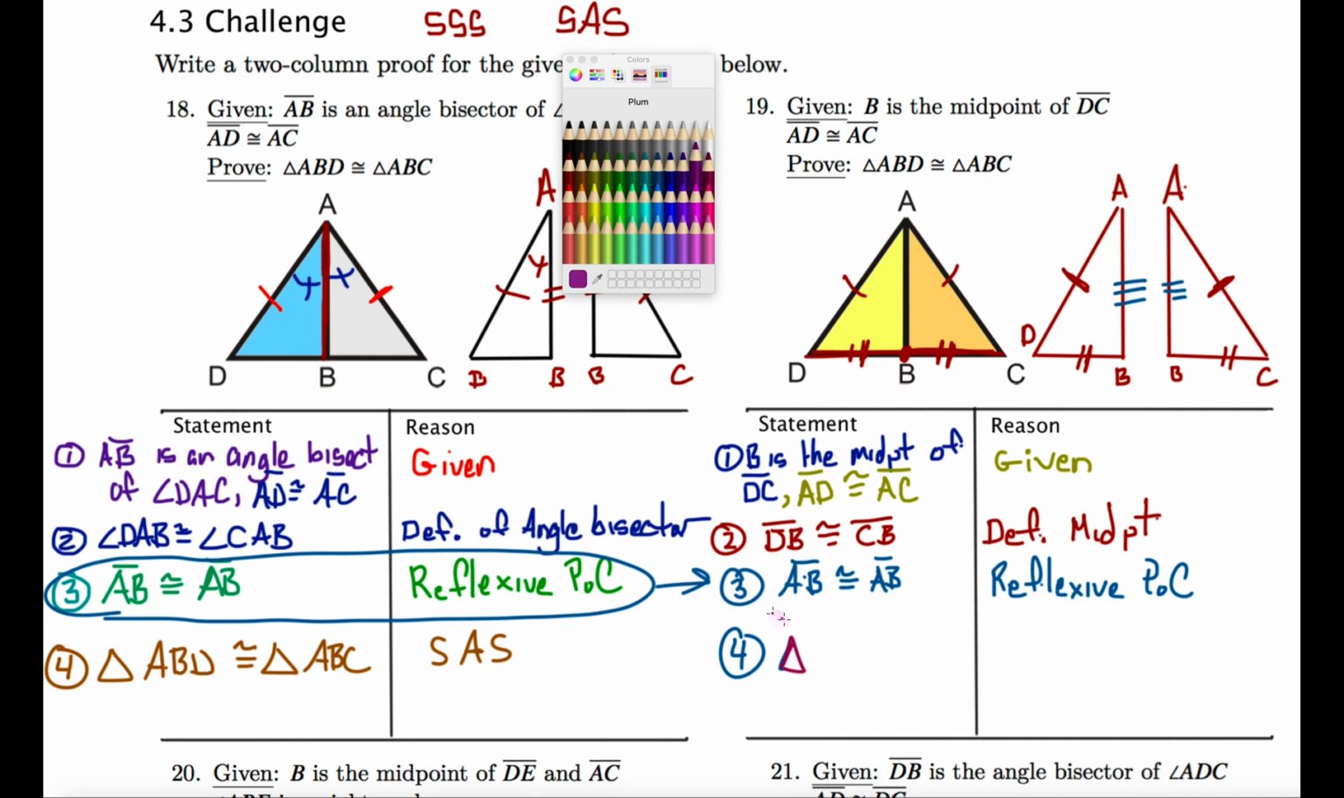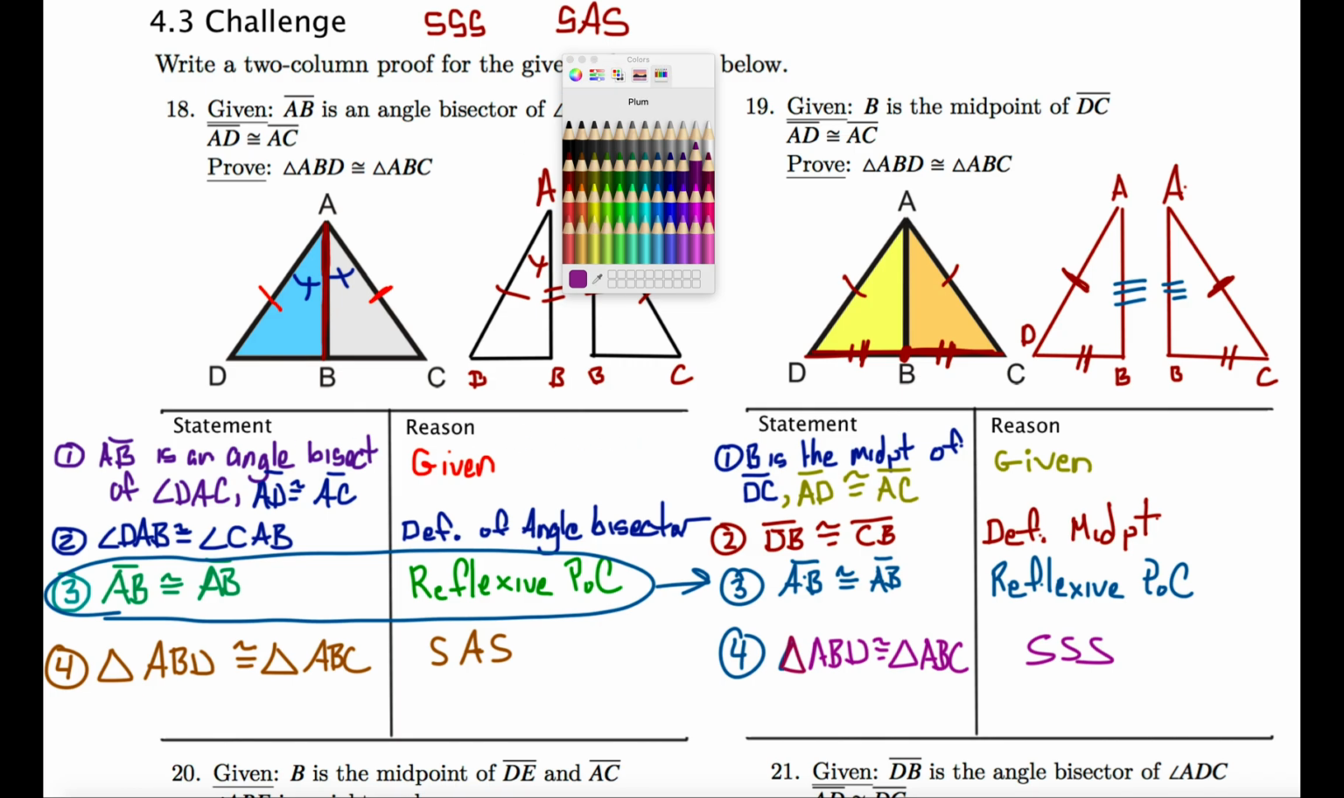Triangle ABD is congruent to triangle ABC. So that's that side. All right. So, I mean, you can see it's just line 2, really, that's different with these 2, 18 and 19, and the given, of course, in 1.